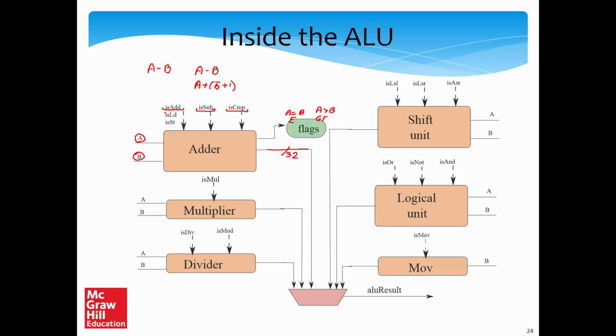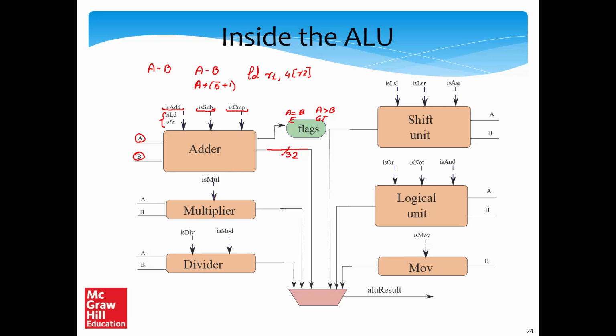Also, loads and stores use the adder, and that is basically to add the offset to the base register. For example, we have an instruction of this type, load R1 from R2 plus 4. So in this case the memory address is essentially the contents of R2 plus 4. That is exactly what is done over here in the adder to compute the address of loads and stores.